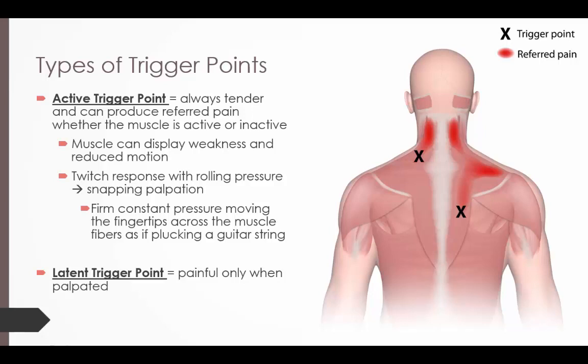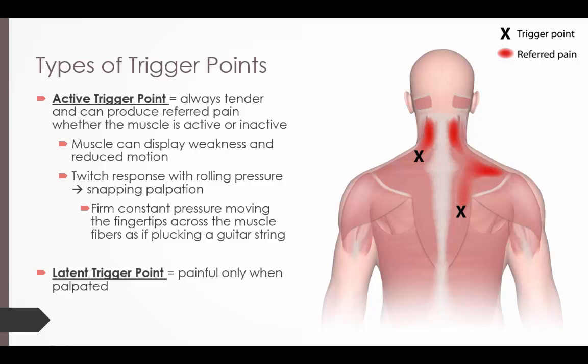An active trigger point is one that is always tender and can produce referred pain, whether the muscle is active or inactive. The muscle can display weakness or reduced motion. There is a twitch response with rolling pressure, also known as a snapping palpation. This snapping palpation is performed using firm, constant pressure, moving the fingertips across the muscle fibers as if plucking a guitar string. The local twitch response is an involuntary contraction of the muscle fibers in response to the snapping palpation.